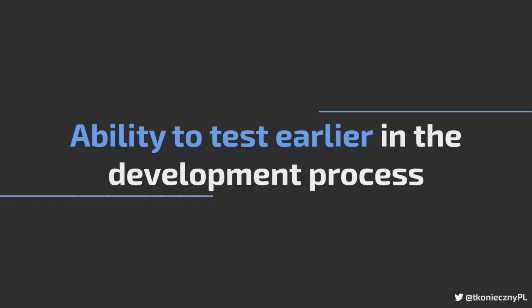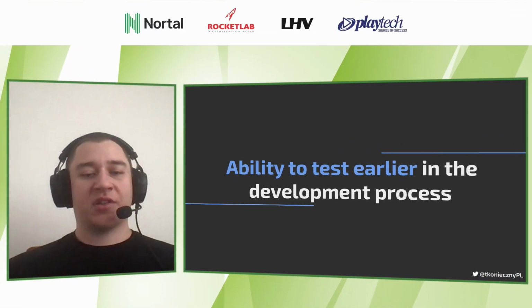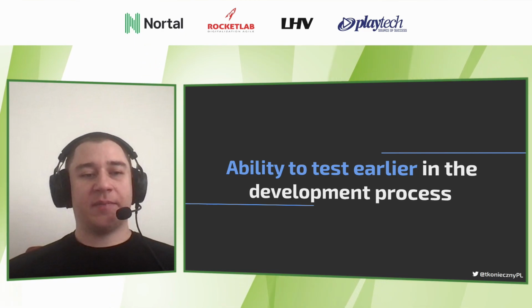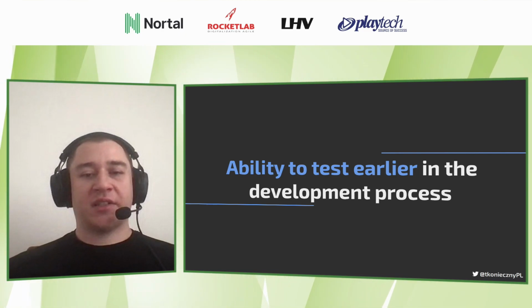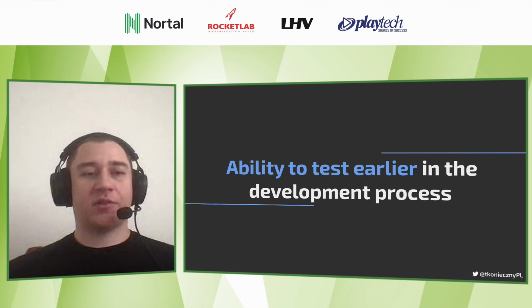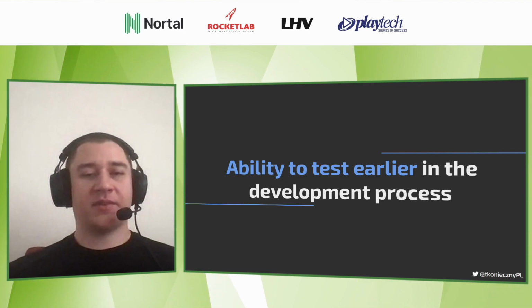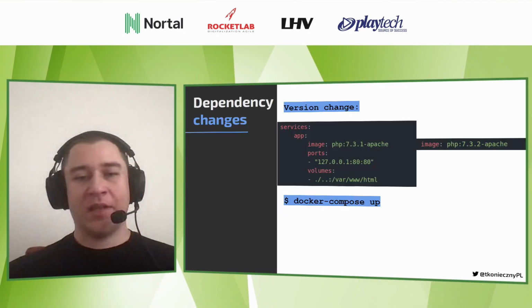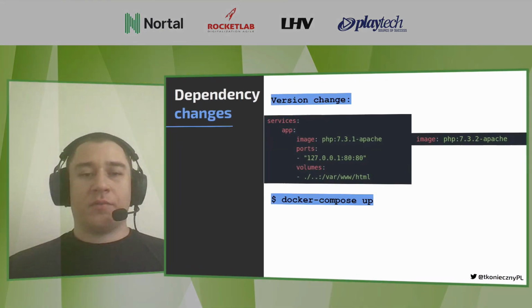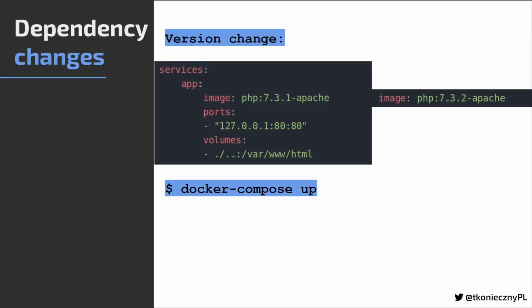From the QA's perspective, it means that we are able to test earlier in the development process, because we can set up the environments really easily, and we won't waste time on setting up the environments. So if we have to change some dependency, we'll also have this consistency, because it's all about updating the specific image. So here we have the PHP with version 7.3.1.